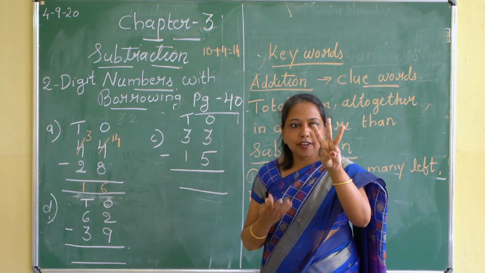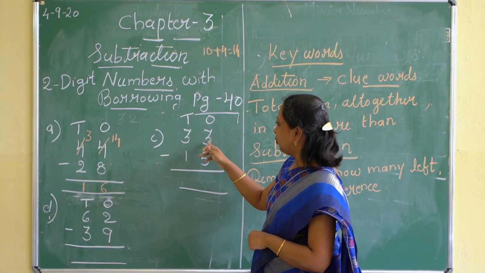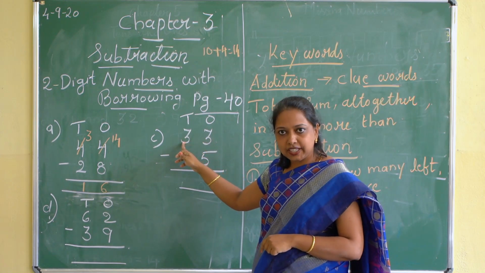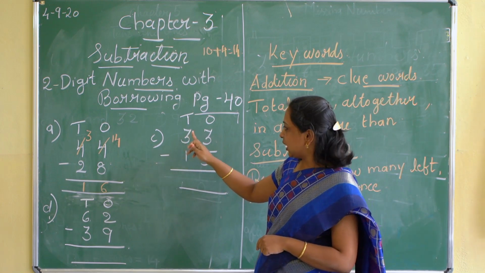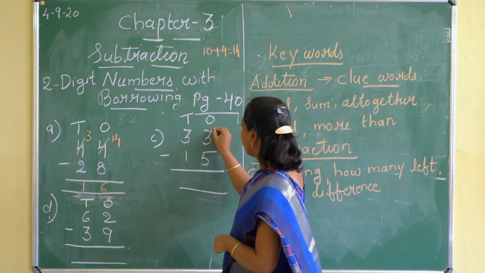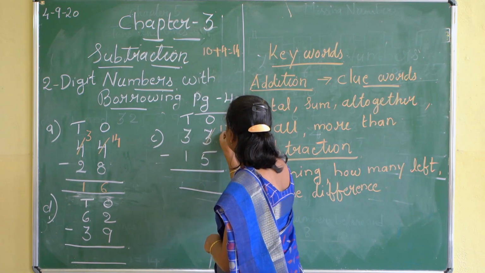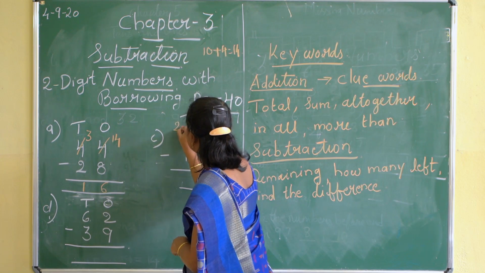3 minus 5. Is it possible? No. So this 3 borrows 1 from the neighbor, this 3. Now this 3 has given 1 ten to this ones place 3. So this becomes 13, 10 plus 3. And this 3 becomes 2.